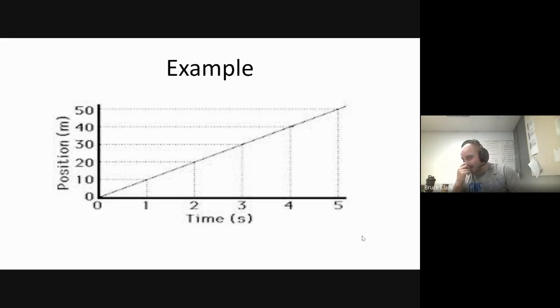Here's a look at that position versus time graph. So time's across that x-axis, distance is across that y-axis, or displacement rather. And so we can see that for every second, it is traveling 10 meters. So we take whatever our change in position, so from 0 to 50, over the change in time, 50 over 5. So that's going to be 10 meters per second.